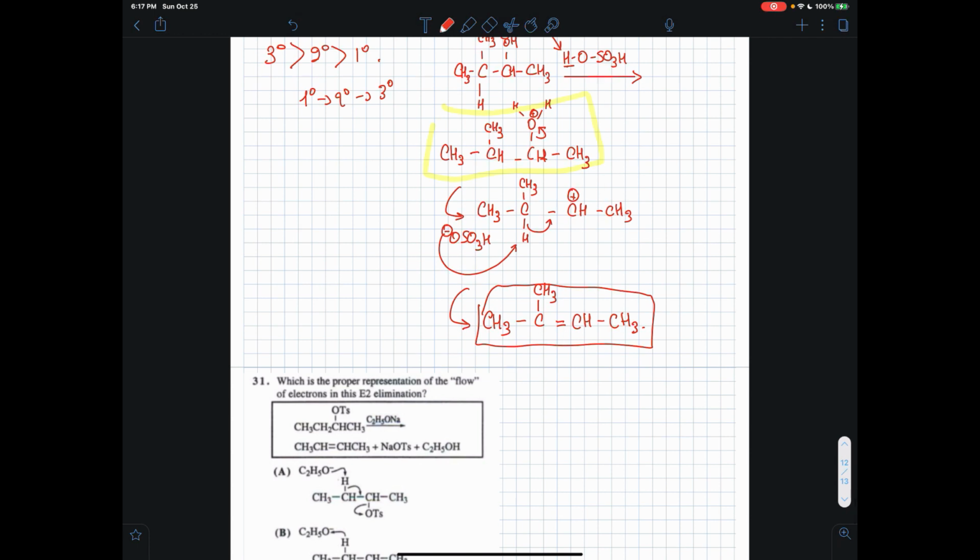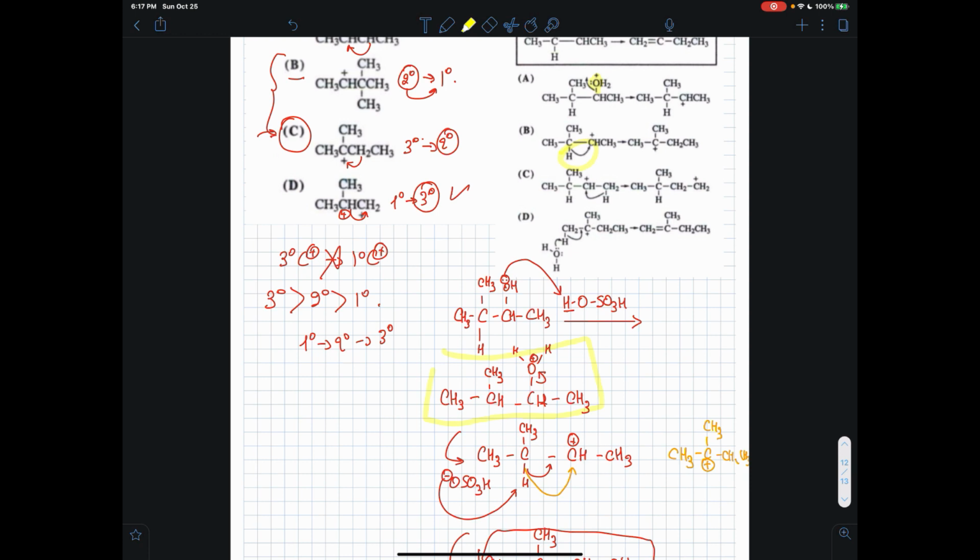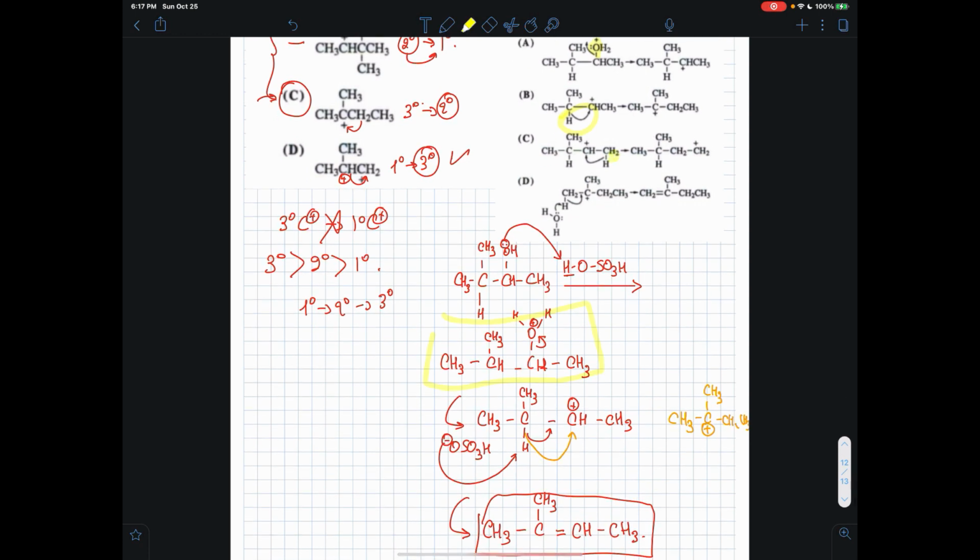The other option here is a hydride shift, because you're going from a secondary to a tertiary, which is also a possible outcome. CH3, CH3, CH2, CH3, and then I have the positive charge right here. So that's also a possible outcome. So here we're good still. And now if we look at C, it went from a secondary to a primary here. That's not possible at all. This is not a possible outcome.